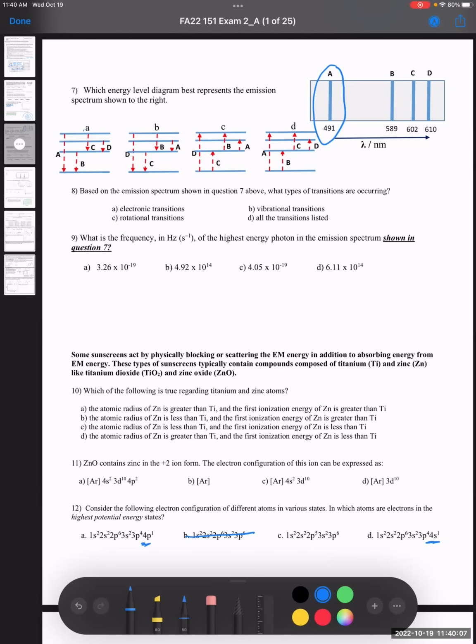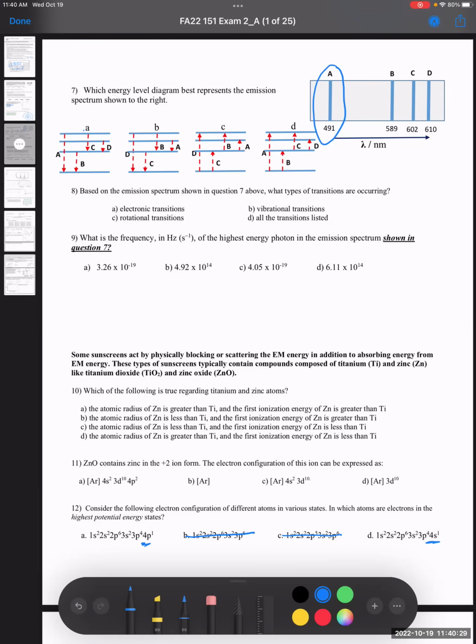So, but still, the third shell is the highest shell here. But when it comes to options A and D, we have electrons in the fourth shell. And then if you think about it, what we have here is 4p in option A and 4s in option D.